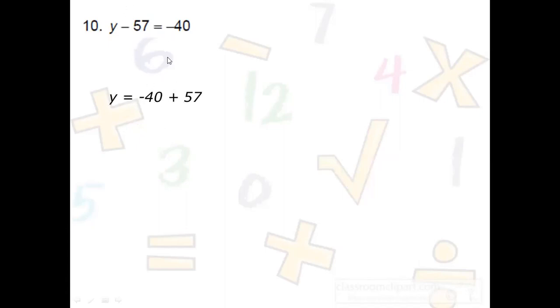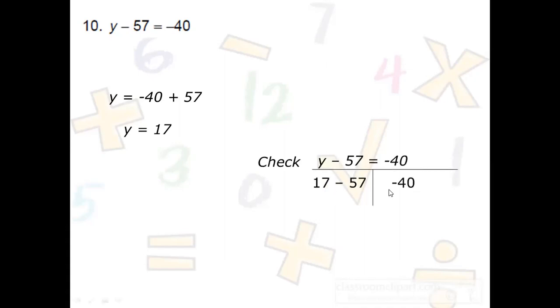Negative 40 minus 57 will become plus 57. If you have memorized the integer rules, or if you have understood the integer rules, you will never go wrong when you're solving equations. So this is going to give you again 17. 57 minus 40 will give you 17. For checking, we have 17 minus 57 is equal to negative 40. That should give us a negative 40.